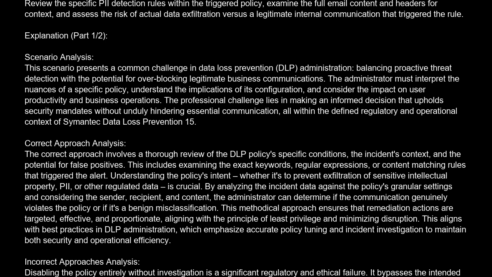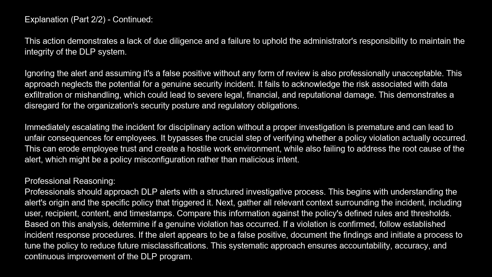Incorrect approaches analysis. Disabling the policy entirely without investigation is a significant regulatory and ethical failure. It bypasses the intended security controls designed to protect sensitive data, potentially exposing the organization to data breaches and non-compliance with data protection regulations. This action demonstrates a lack of due diligence and a failure to uphold the administrator's responsibility to maintain the integrity of the DLP system.